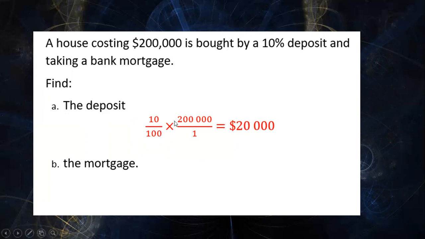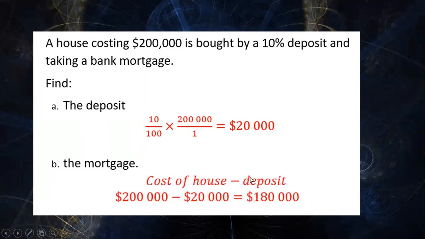All right, so you're just going to put 10 over 100, which is 10%, multiply by 200,000, which is going to be 20,000. Now the mortgage is going to be the price of the house, or the cost of the house, less the deposit. So it's going to be $200,000 take away $20,000, which gives me $180,000. That's going to be the mortgage that we need to borrow from the bank. It's the loan or the funds necessary, less the deposit.